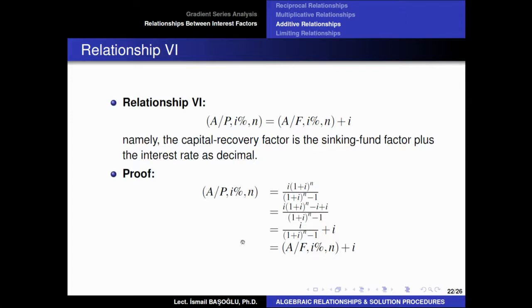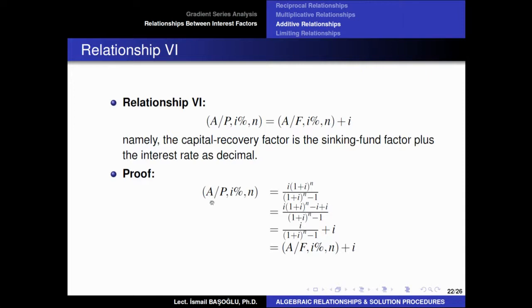Now, we are coming to the final relationship, which is relationship 6. Here it says the uniform series capital recovery factor, A over P, is equal to the uniform series sinking fund factor plus i. Okay, so the capital recovery factor is equal to the sinking fund factor plus i. Actually, the proof is very simple.